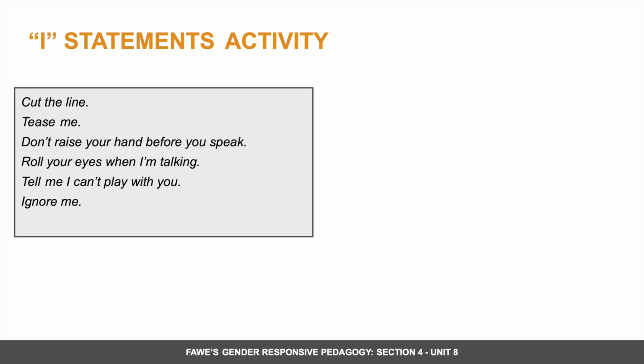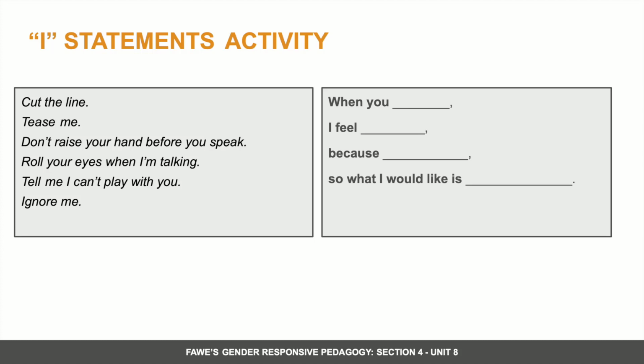Create three I statements using these examples of problematic students' behaviors that might occur at school. Feel free to use your imagination and come up with another problematic scenario on your own. Fill in your I statements in the corresponding area.